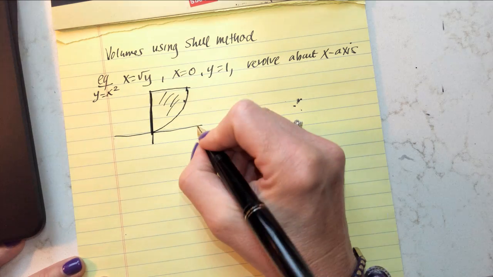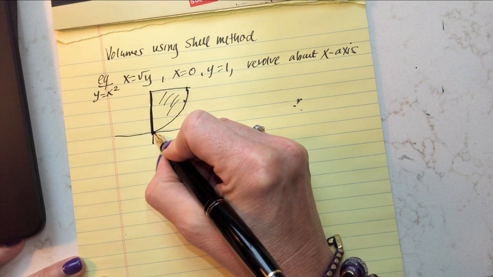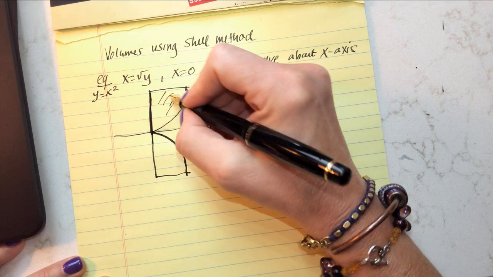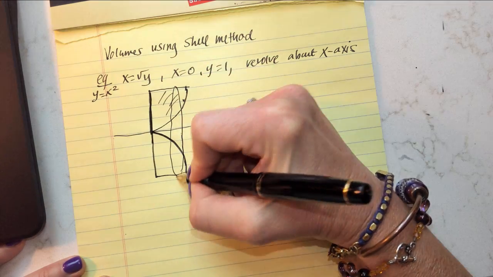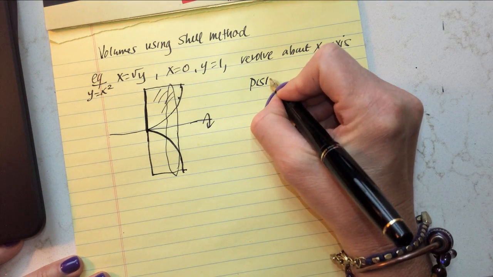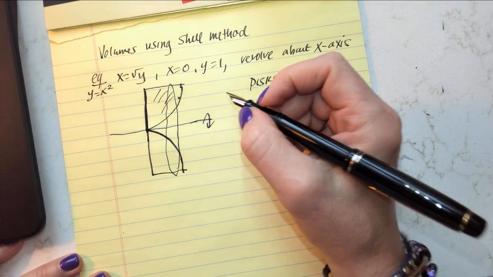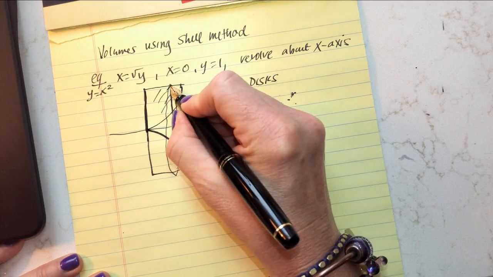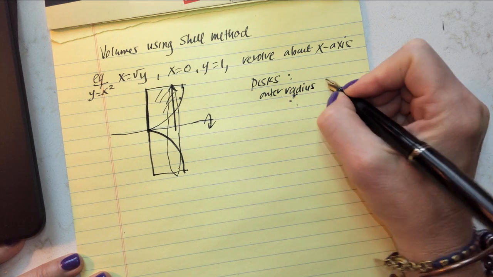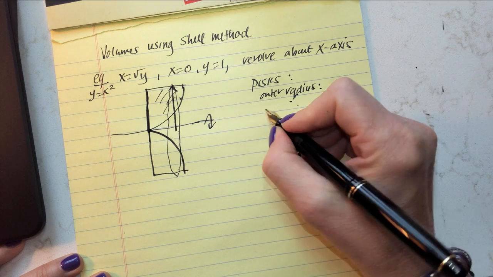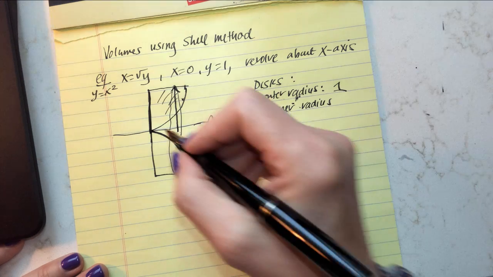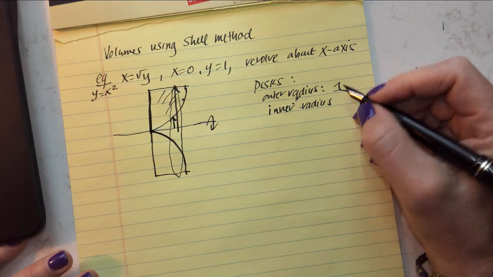And what we want to do is revolve this around the x-axis. So when you revolve it, it looks something like that, right? There's a disk on the inside. So if we were to do this by disks, how would we do this? We need the outer radius, which is this distance here. So the outer radius is 1, and then your inner radius is x squared, right? Here's your inner radius right there, x squared.